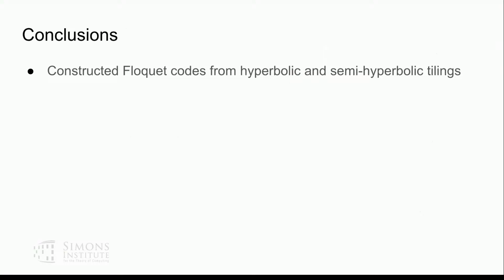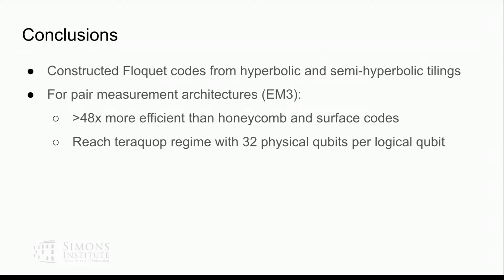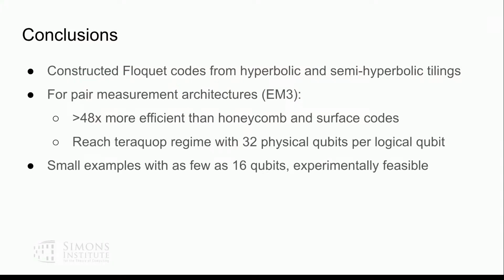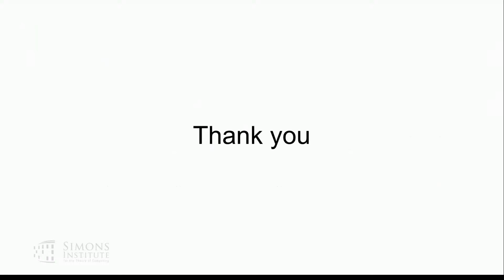So in conclusion, we constructed these Floquet codes from hyperbolic and semi-hyperbolic tilings. And for pair measurement architectures, we find they're around 50 times more efficient than honeycomb codes and surface codes. We can reach this teraquop regime with 32 physical qubits per logical qubit. And we've shown there are these small examples with as few as 16 physical qubits, which seem very experimentally feasible. All of our constructions are implementable in these biplanar or modular architectures, and they're all efficient to decode with matching or union find. So with that, I'll take any questions.